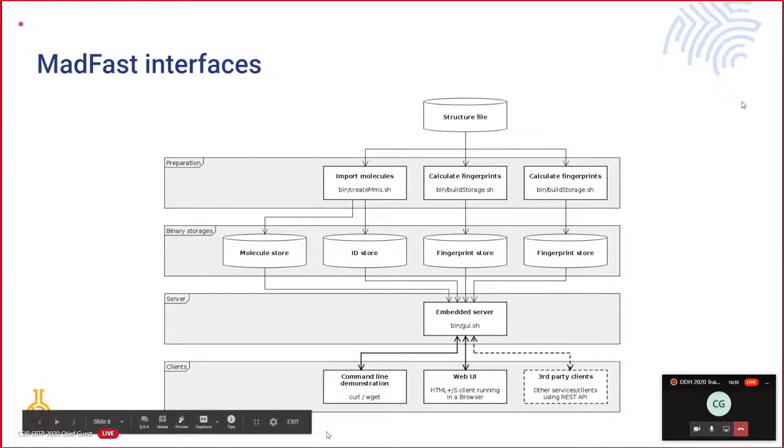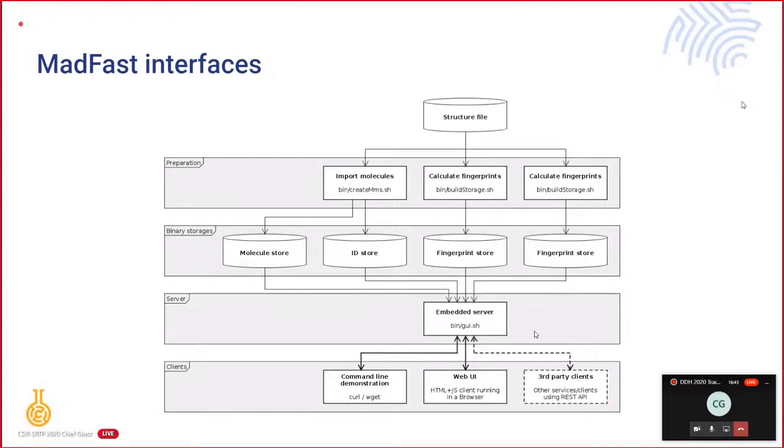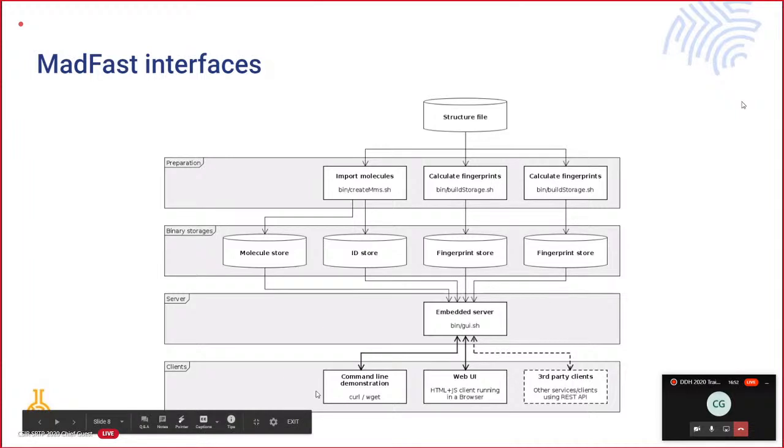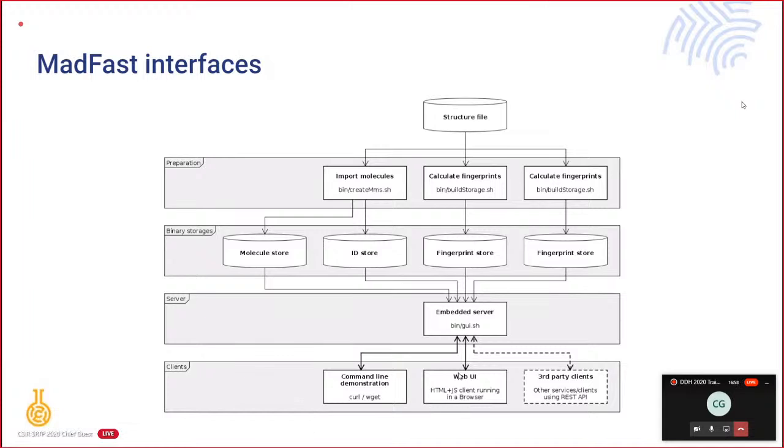These proprietary binary files are later loaded into memory by the MadFast embedded server, and the users can interact with this embedded server through command line applications, through the REST API, or for some functionalities from a web UI from a browser. And of course, third-party clients can use the REST API, and there is the possibility, I will mention later, to use the underlying Java APIs to interact with the core of MadFast.